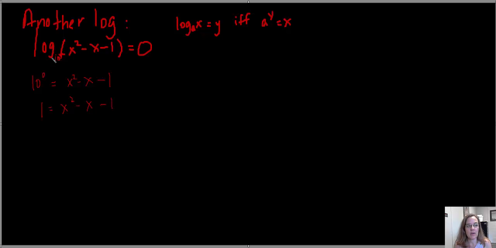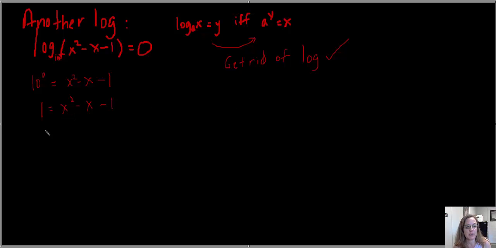All right, now when you look at this originally and it just says log of x squared minus x minus 1 is equal to 0, you don't want to get confused and think you can use regular algebra. You have to use this definition first to get rid of the log. Okay, so now that we've done that, we've simplified everything.